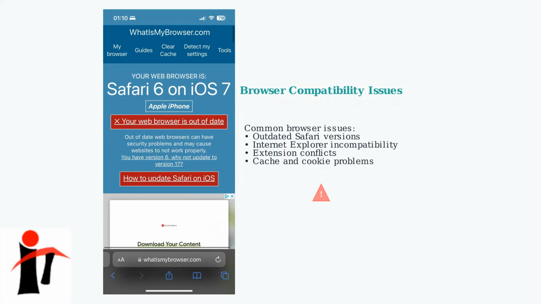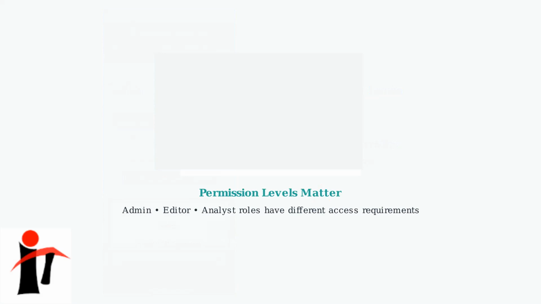Outdated browsers, especially older versions of Safari and Internet Explorer, often fail to load the authentication interface properly. Browser extensions and cached data can also interfere with the login process. Different permission levels within Business Suite can affect login access. Admin, editor, and analyst roles each have specific authentication requirements and access limitations that can impact the login experience.